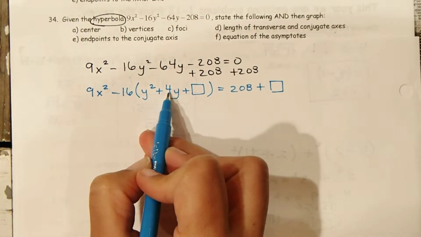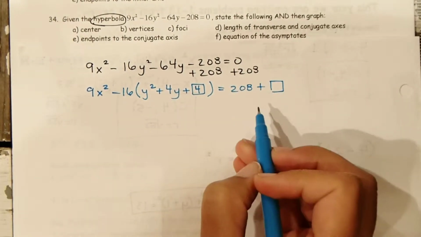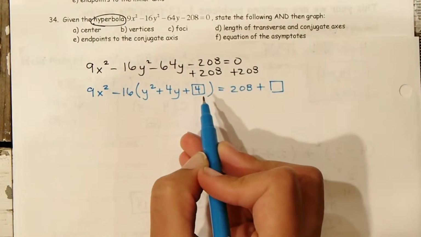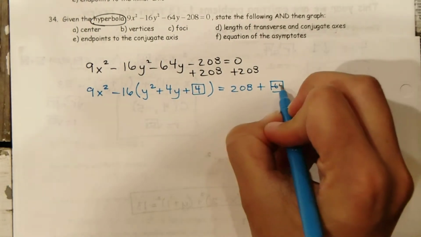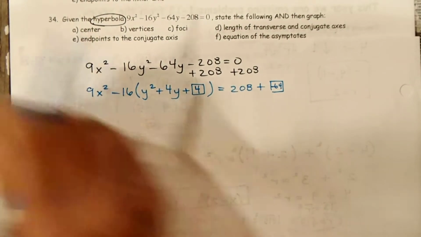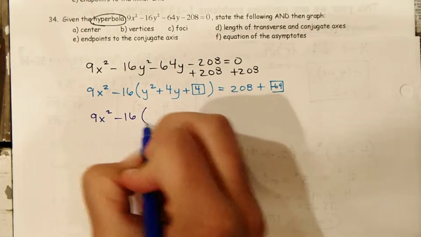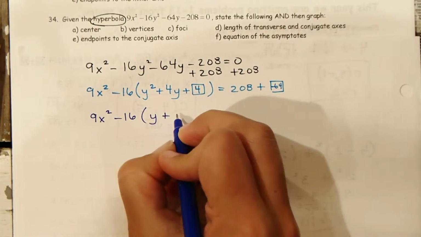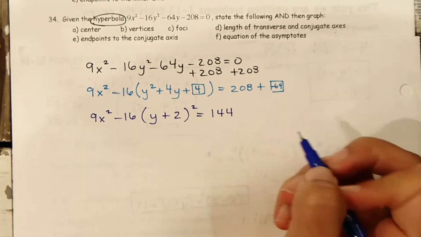So half of 4 is 2. We take half of the b value. That's 2. 2 squared is 4. But over here, I need to multiply my negative 16 times 4 in order to add it to the other side. So negative 16 times 4 is equal to negative 64. So now we can complete the square here. So we still have this 9x squared minus 16 times y. Now to complete the square, we take half of the b value. Half of positive 4 is positive 2 squared, and this equals 144.